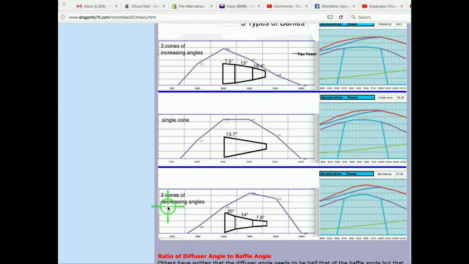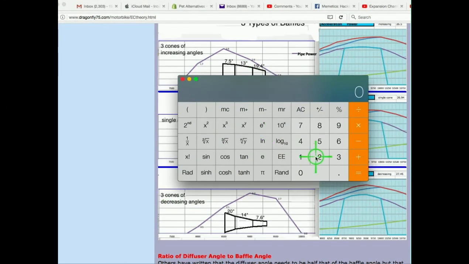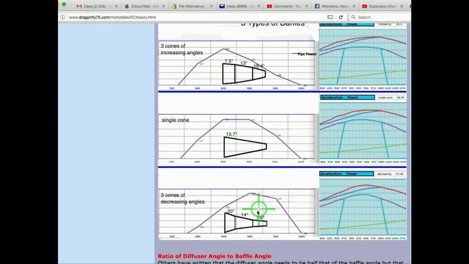I'm going to do the math here. 27.46 minus 26.5, divided by 26.5, is 3.6% more. So this odd type of baffle gives you almost 4% more power, average power, within that gear. These are all second to the last gear.